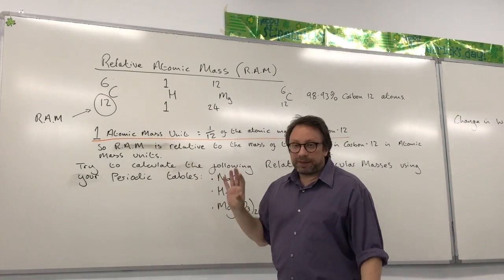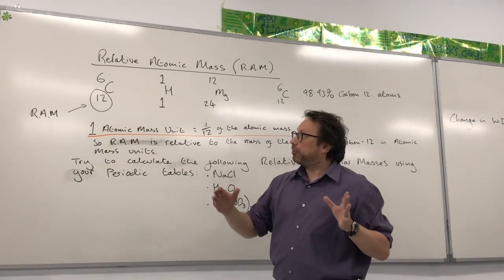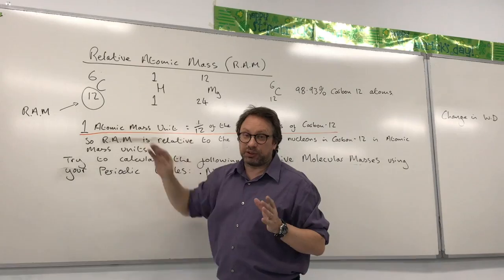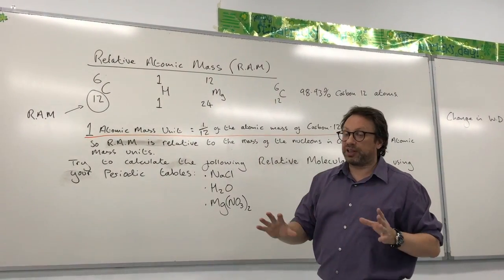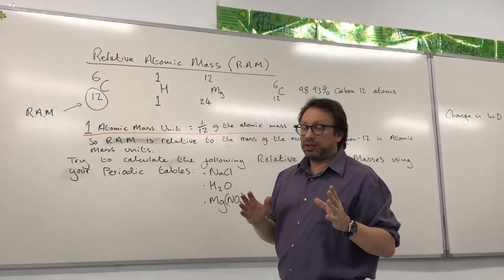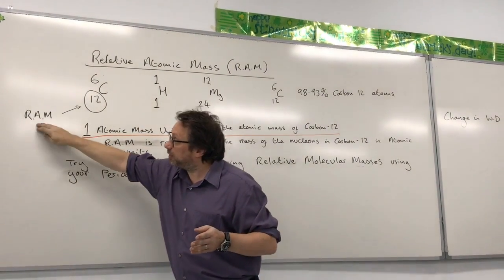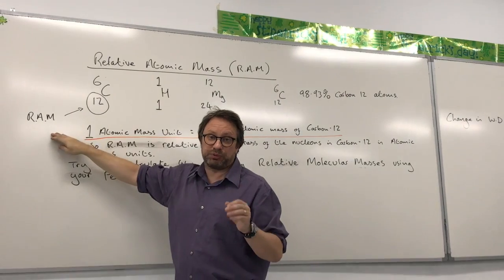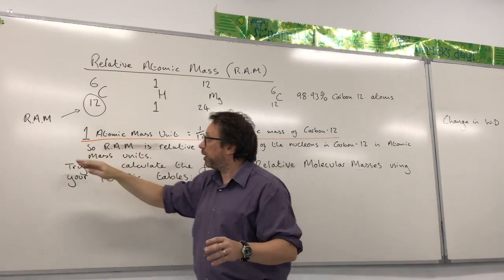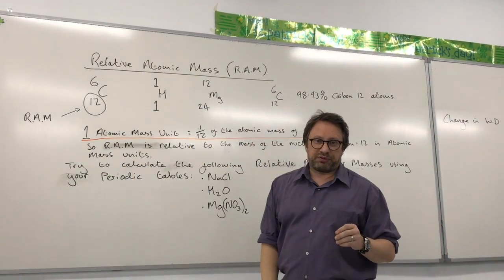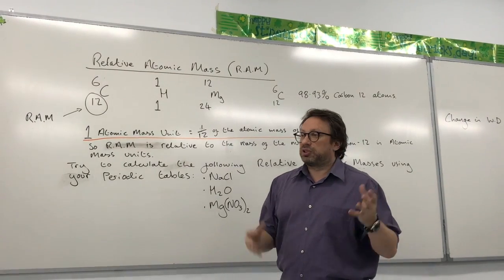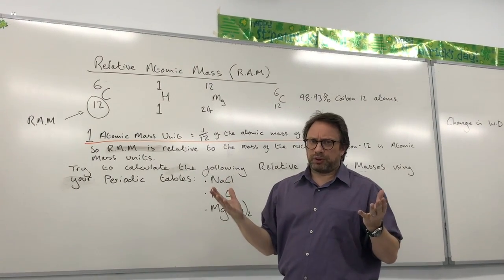So, on your periodic table, you have all of these things already calculated for you. The biggest thing to remember is that this is not just the number of protons and neutrons, this is the relative atomic mass, and a simple question on a test, on an exam, will be, what's the definition? Essentially saying, relative to what?